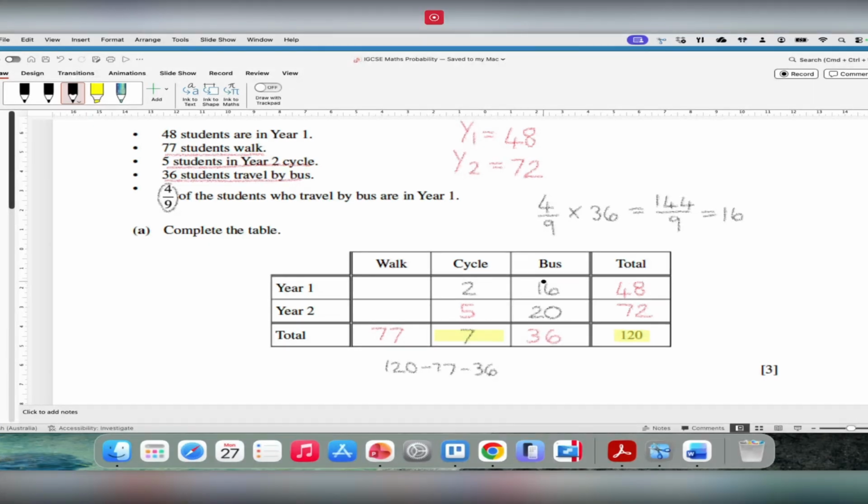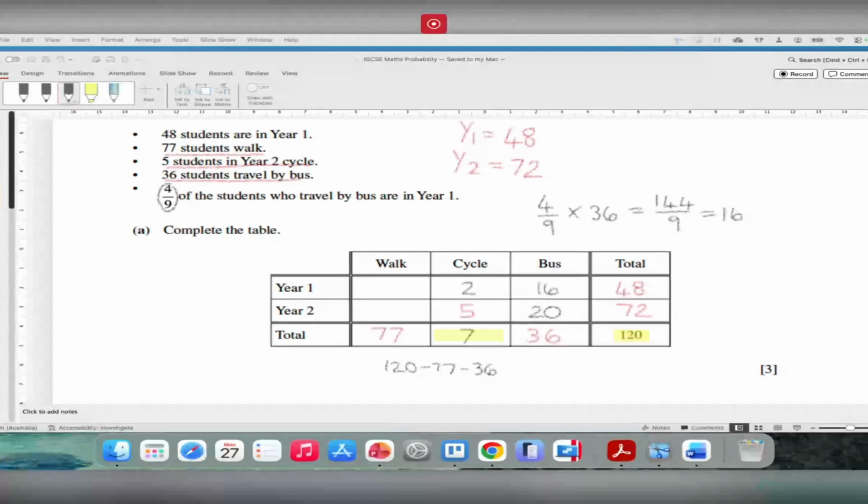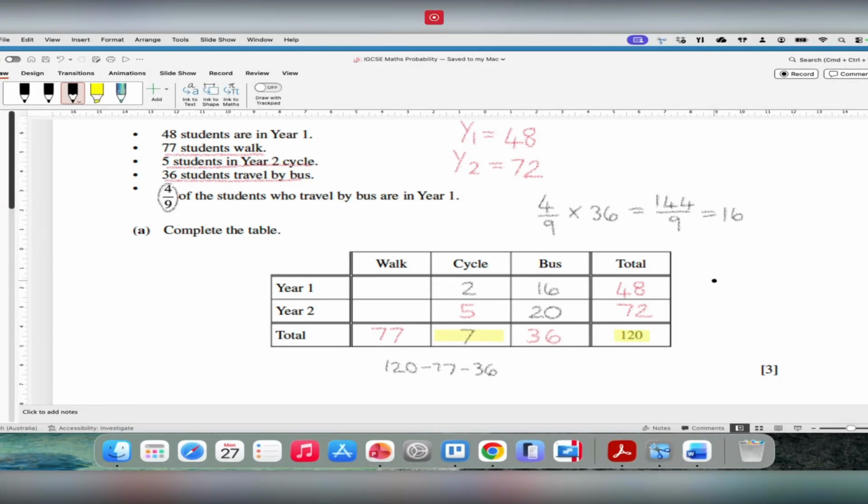2 of them cycle, 16 take the bus. So how many of them walk? Now, this is just a normal subtraction sum. Okay, let's try this. 48 minus 16 minus 2 gives us what?